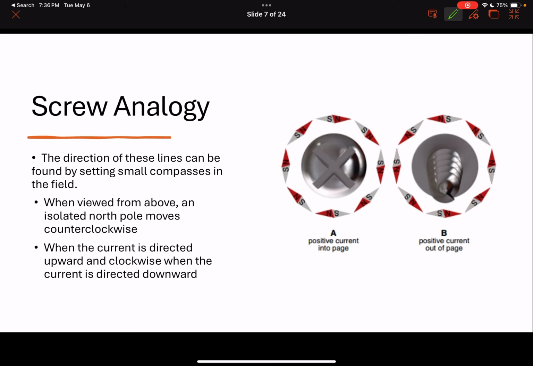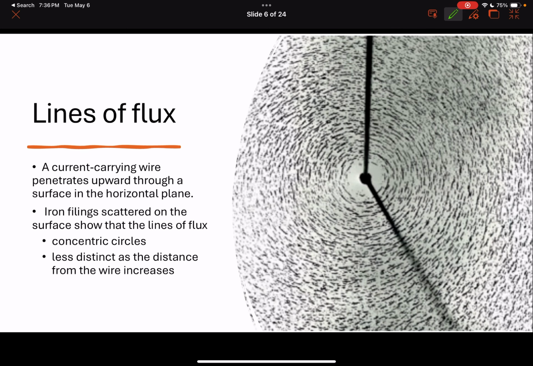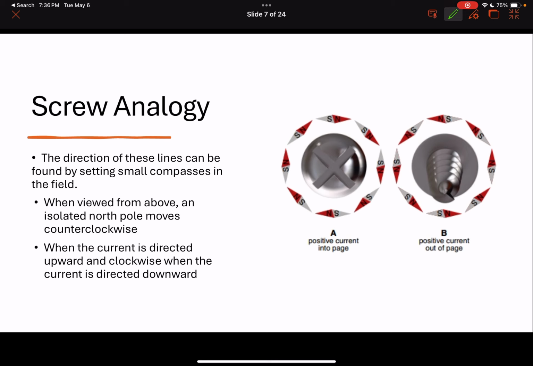So very often when we're notating lines of flux, we know how to notate them going in one direction or the other, but what if they were going into the page or out of the page, kind of like we're seeing here? It's coming out of the page or possibly going into the page. The direction of these lines can be found by setting a small compass around the source of the magnetic flux, or around the current carrying wire.